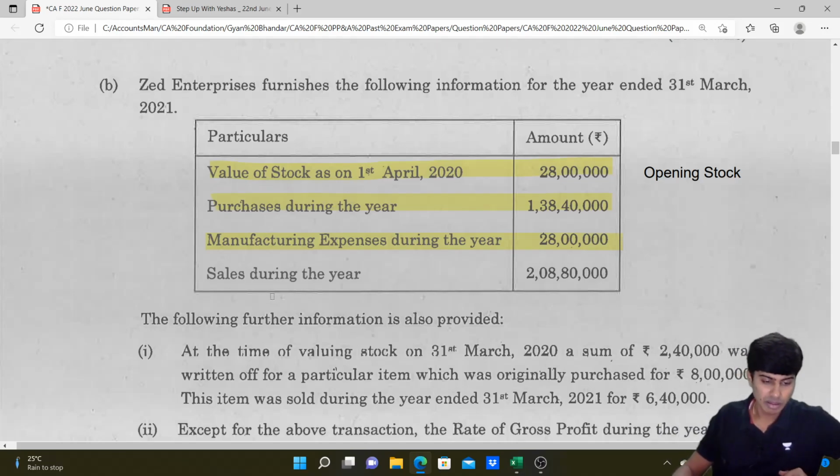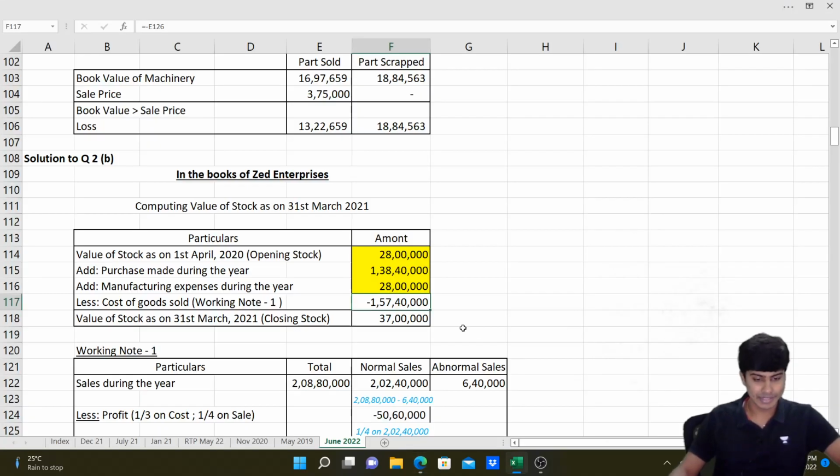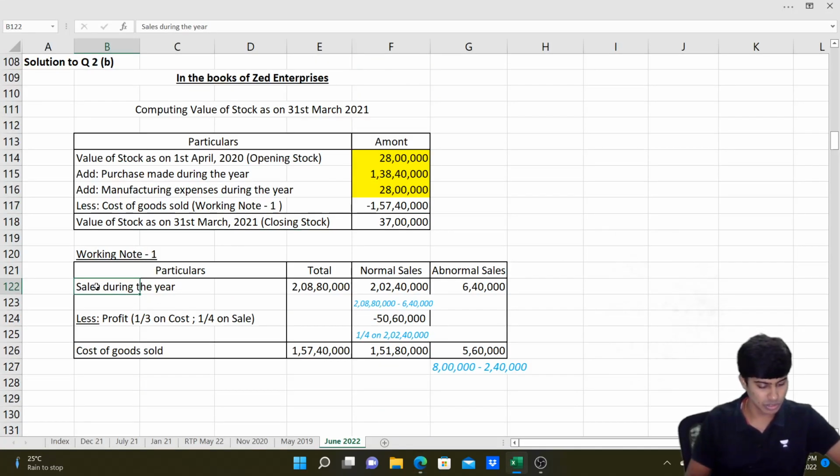How do we arrive at it? We will take this sales. We would have to do a working note now. 2 crore 8 lakh 80,000. So let me take you here. Sales working note 2 crore 8 lakh 80,000.